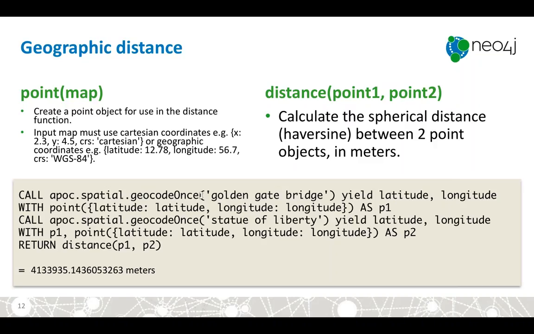So you don't have to use the epoch spatial function here. You can supply the latitude and longitude in the point function from your own applications. I'm just finding this data here for demonstration purposes. So we're able to calculate the distance here between the two objects, and it looks like it's about 4,100 kilometers.